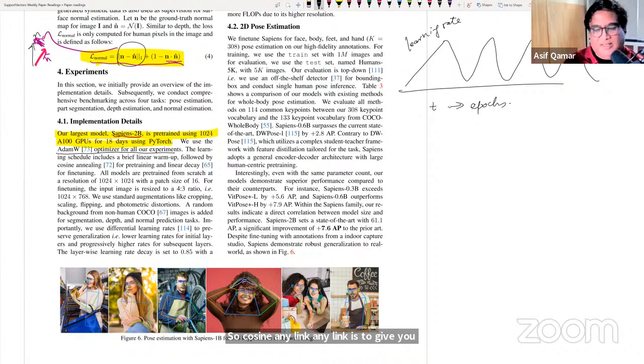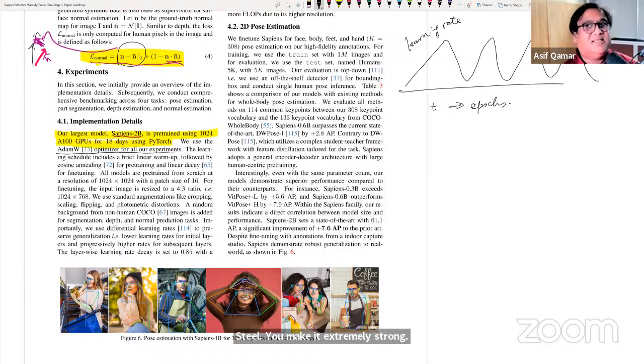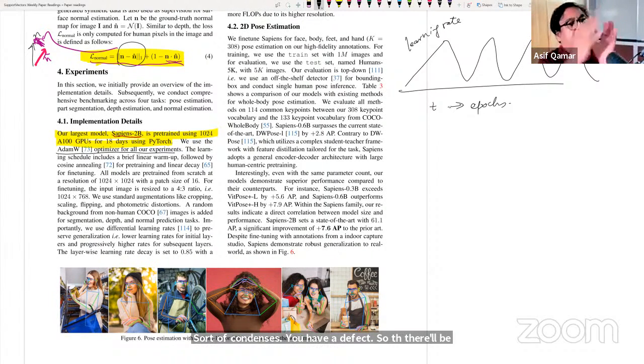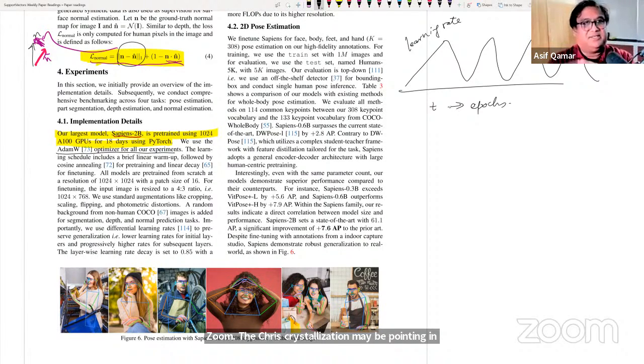You take a piece of metal, let's say you take steel, and you must have seen blacksmiths. Well, nowadays nobody sees blacksmiths, but the way you forge steel, you make it extremely strong, is you successively heat and cool it. You heat it up, it comes out red hot, then you hit it, pound on it, pressurize it. And what happens is that the crystal defects, whenever a liquid sort of condenses, you have a defect. So there will be different nucleation points. So one zone, the crystallization may be pointing in this direction. Another zone crystallization may be pointing in that direction. So you have these defect boundaries.